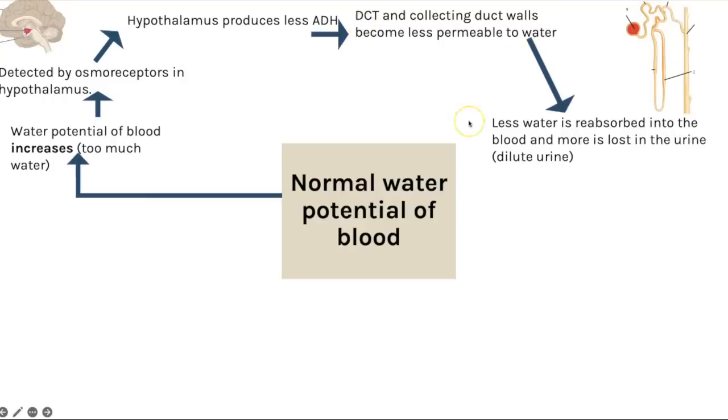That means less water is reabsorbed into the blood and more stays in the nephron, which is then within the collecting duct, which goes on to make urine. So it results in a larger volume of dilute urine. And as a result, the water potential of the blood returns back to its normal limit.